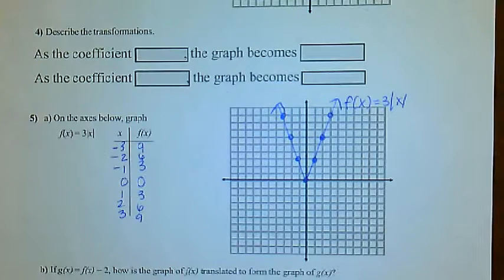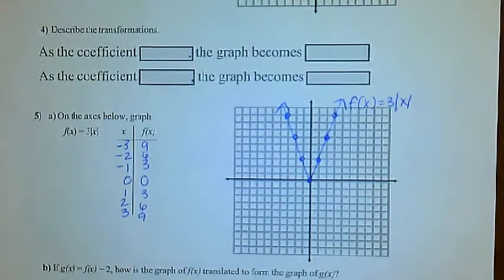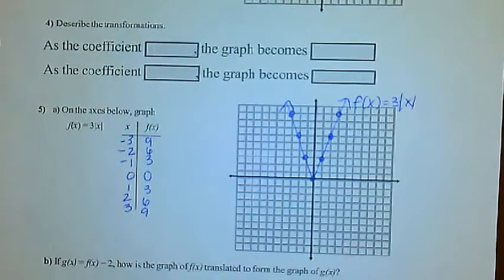Alright, so here's what my graph looks like. Again, I just copied it down off of my calculator and then threw it in my graph. So the next thing we're going to look at is we are going to rewrite for B and C. Again, I wanted to go over the notation. I wanted to show you how the graph moves.